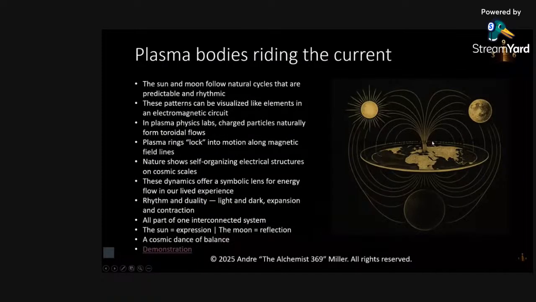You said that the sun on the bottom, the plasma ball underneath, expands and contracts. Is that expansion and contraction what makes the sun go in and out, maybe? Yeah, exactly, man, exactly. And I think I get into that in the next slide.